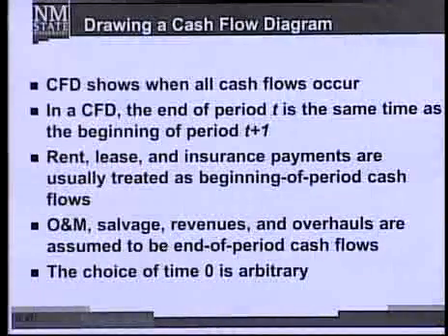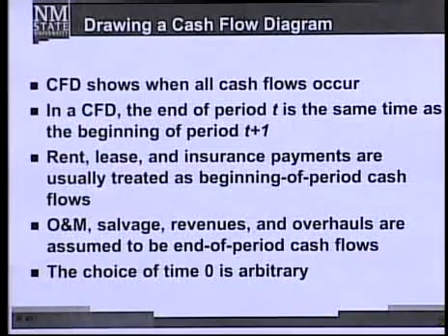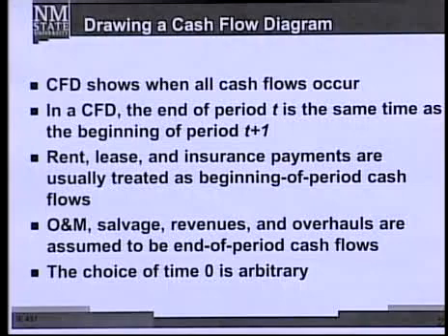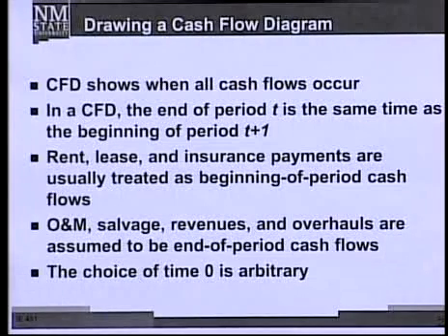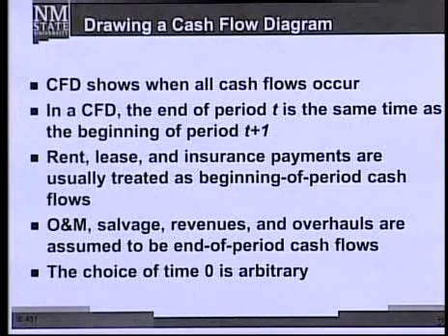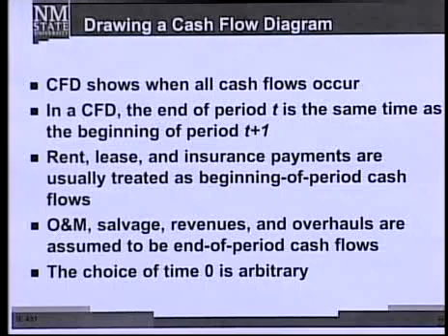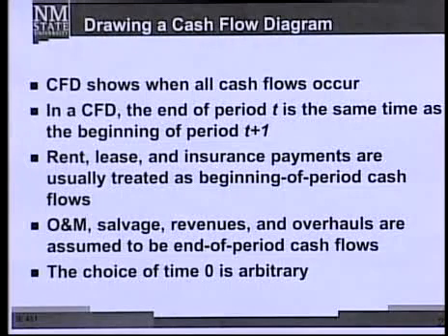And when you draw a cash flow diagram, you need to keep in mind that rent, lease, and insurance payments are usually treated as beginning of period cash flows, whereas operations and maintenance expenses, salvage values, revenues, and overhauls are assumed to be end of period cash flows. Okay?